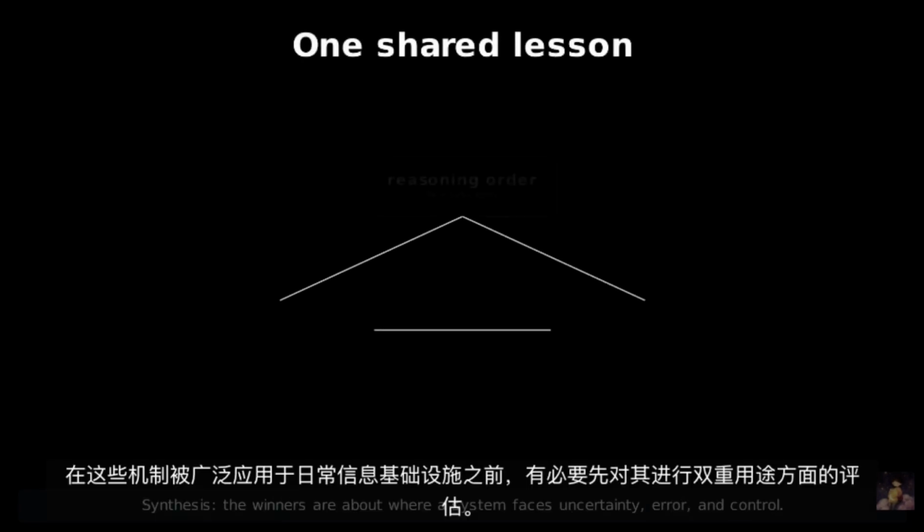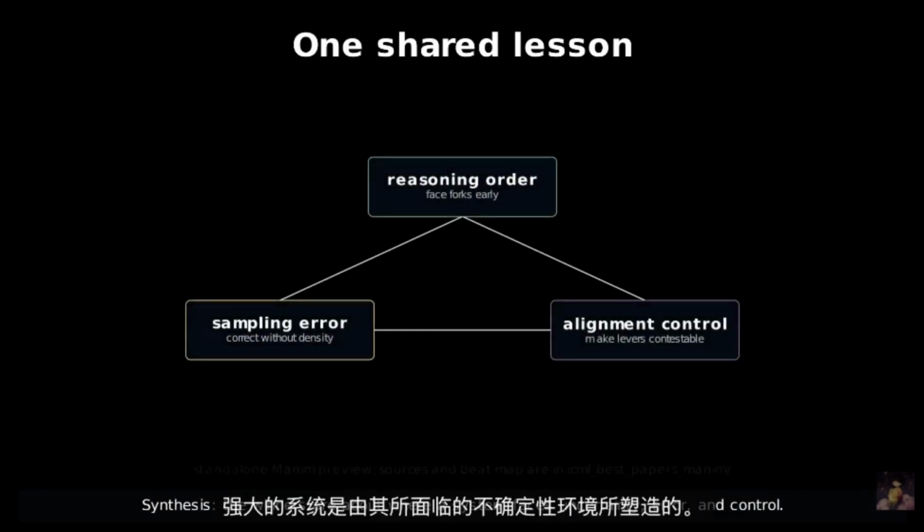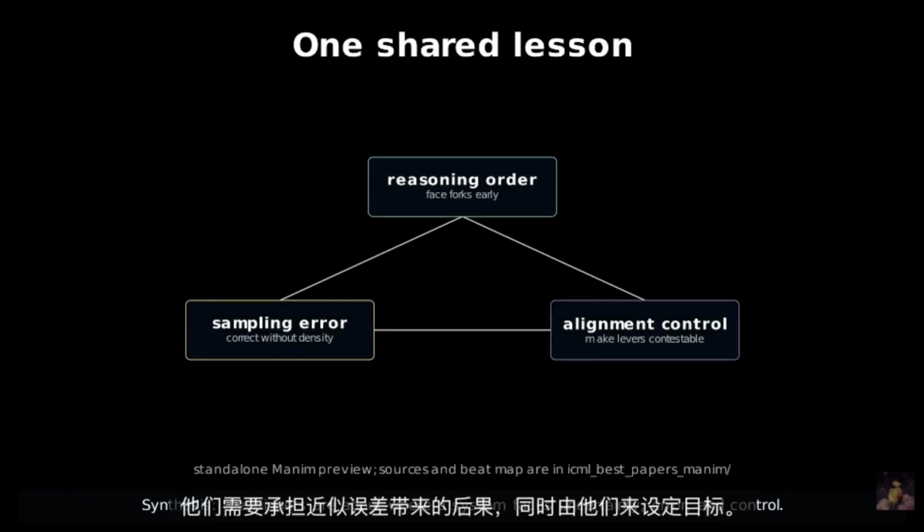Together, the winners give one design lesson. Strong systems are shaped by where they face uncertainty, where they pay approximation error, and who can set the objective. The right bottleneck should be exposed, not hidden.